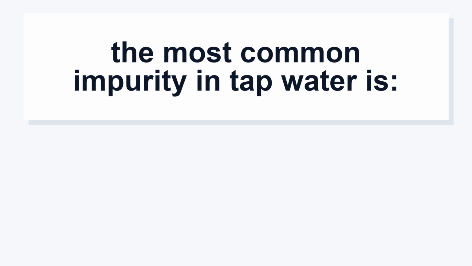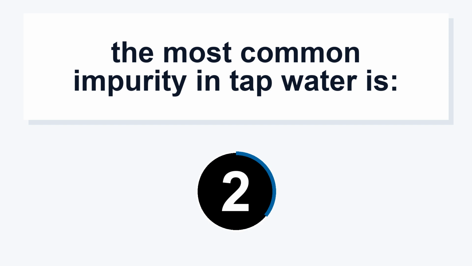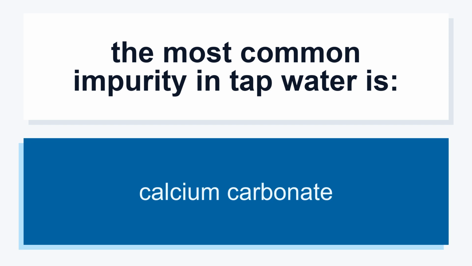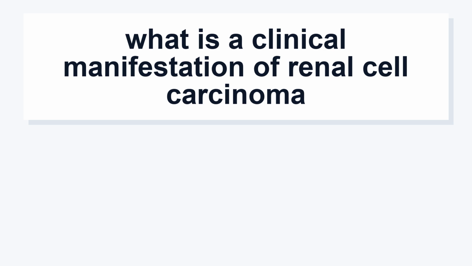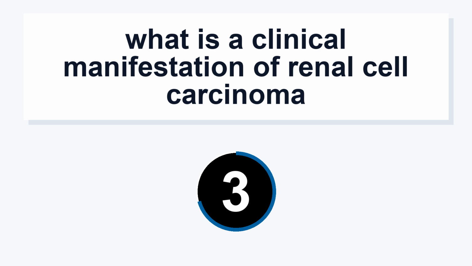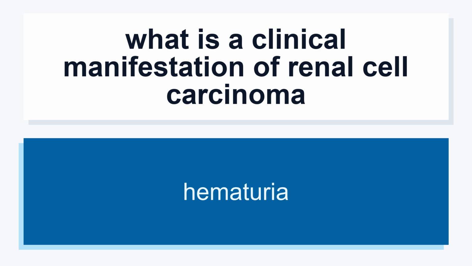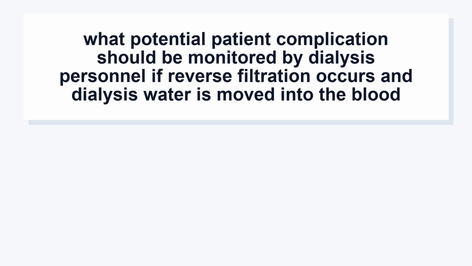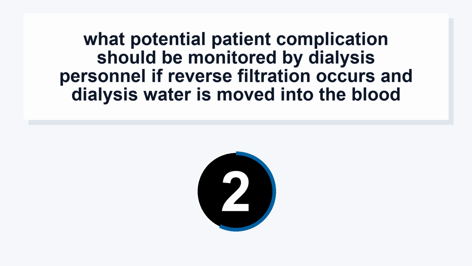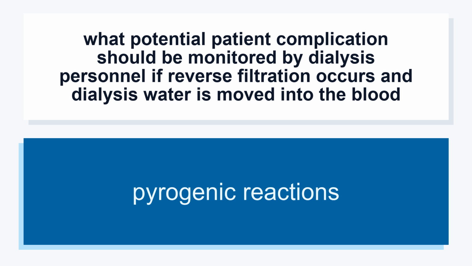The most common impurity in tap water is calcium carbonate. What is a clinical manifestation of renal cell carcinoma? Hematuria. What potential patient complication should be monitored by dialysis personnel if reverse filtration occurs and dialysis water is moved into the blood? Pyrogenic reactions.